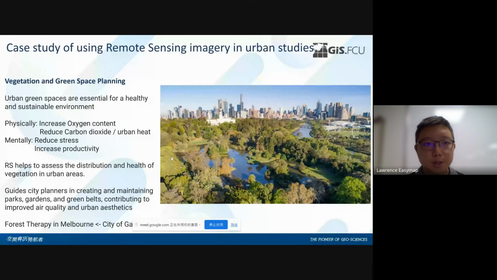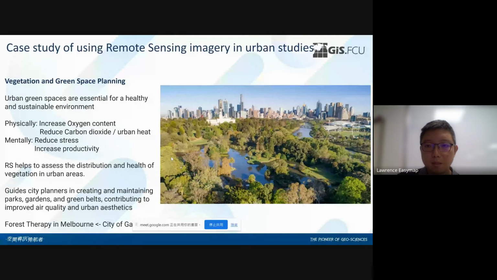Okay, so the next one is vegetation and green space planning. I believe green space planning is one of the main focuses of nowadays urban planning. Last month, I went to Melbourne for a business trip, and I had the opportunity to visit the Royal Botanic Garden in Melbourne. Maybe some of you have heard that Melbourne has a nickname, the City of Gardens. It means that it has a lot of gardens inside the city.